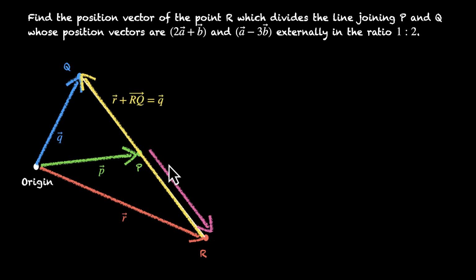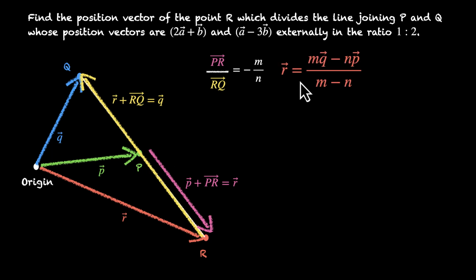And in this triangle, to reach R, we have two ways. Either you reach R directly or through P. So P vector plus PR vector, that's equal to R vector. And because these two vectors are collinear and we're also given the ratio, if you recall, for external division, PR vector by RQ vector, that's equal to minus m by n. The negative sign suggests that these two are in the opposite direction. And if you rearrange, you'll get R vector as mq vector minus np vector divided by m minus n.